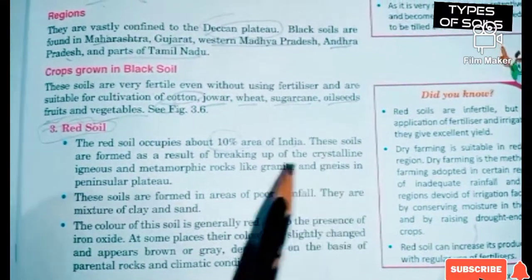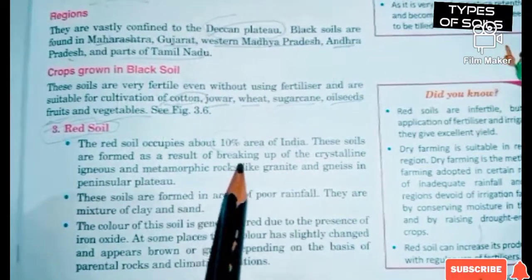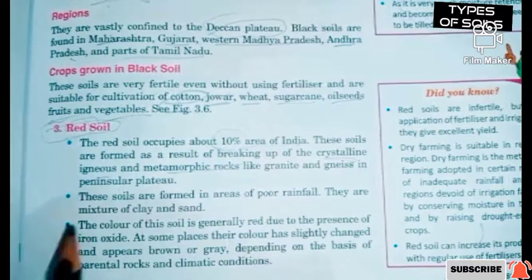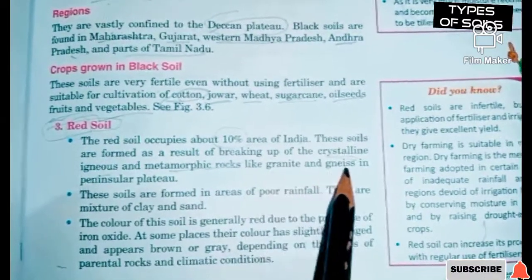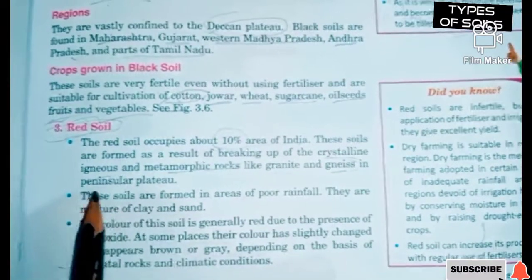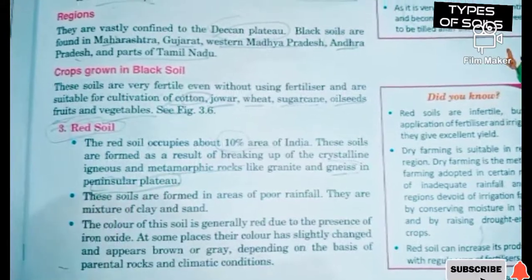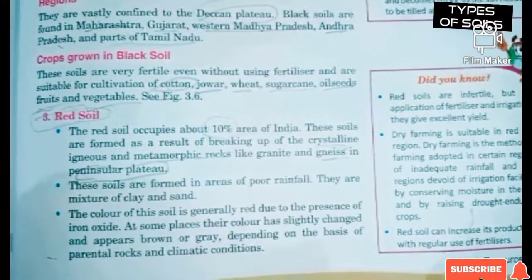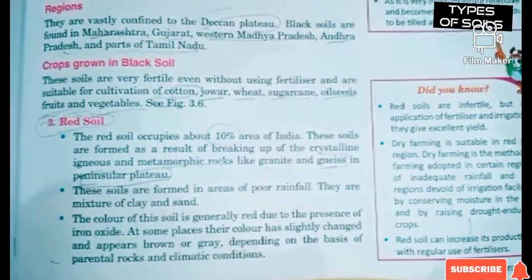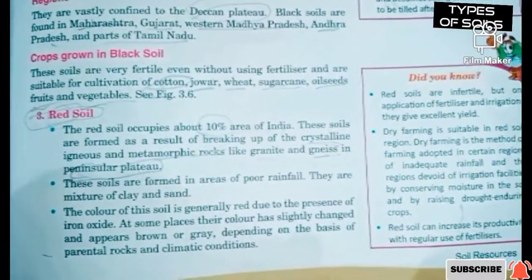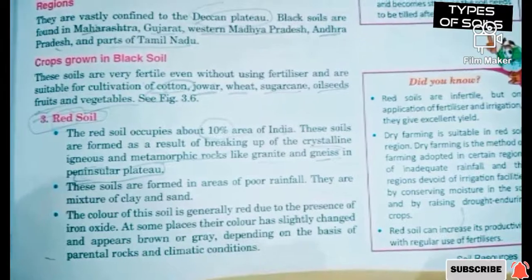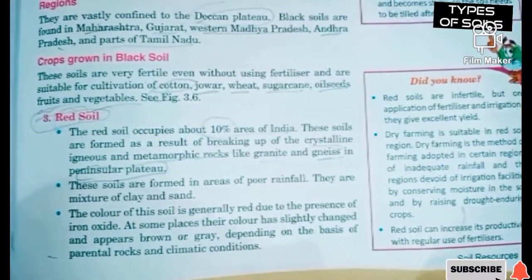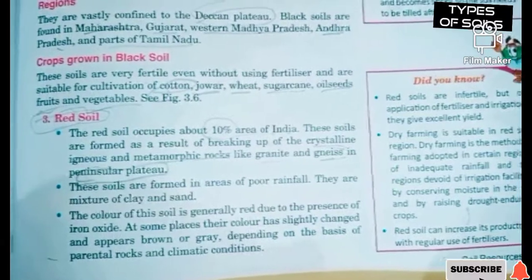Now these are generally formed by the breaking of crystalline, igneous and metamorphic rocks, such as granite and gneiss in the peninsular plateau. So that is the difference in the formation of red soil. Red soil is formed by the breaking of metamorphic and igneous rocks. On the other hand, black soil is formed by the solidification of lava and breaking of that lava in due course of time.